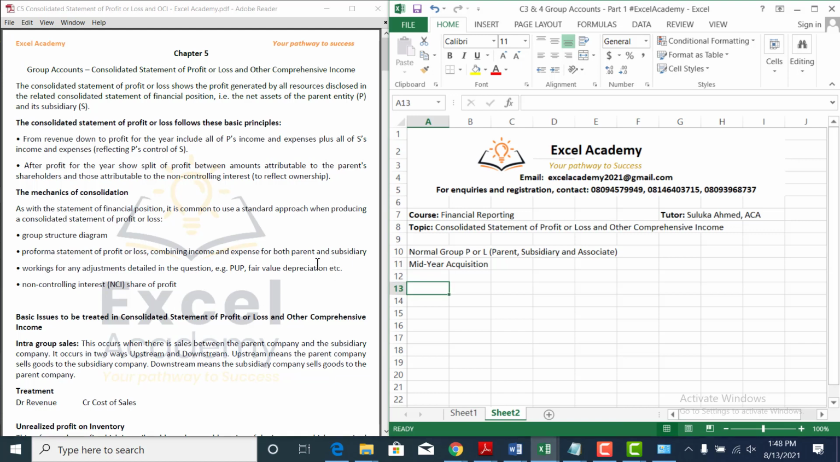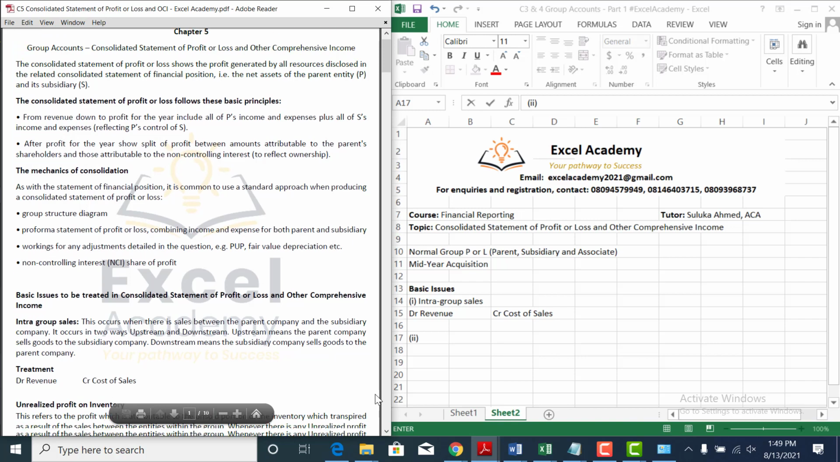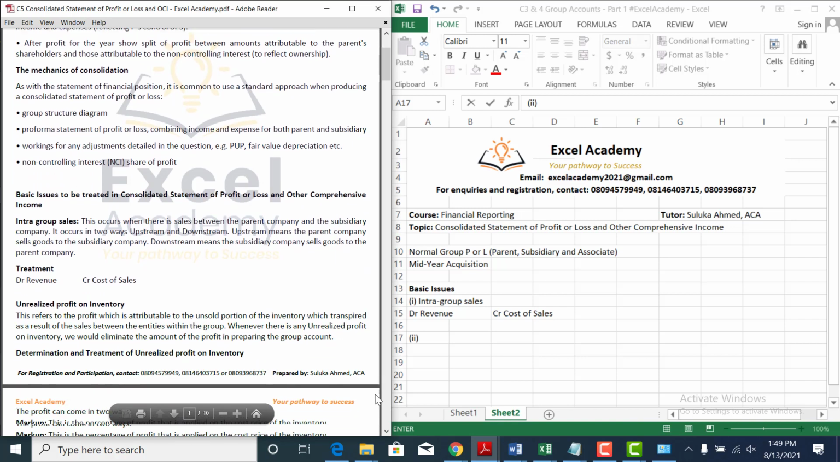Basic issues to be treated in the Consolidated Statement of Profit or Loss: intra-group sales, right? So the intra-group sales occurs when an entity in the group sold to another entity within the group, for example, parent company sold to the subsidiary company. Treatment for that is you debit the consolidated revenue and credit cost of sales.